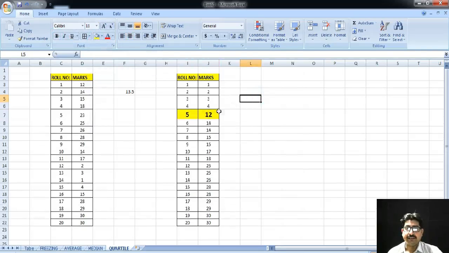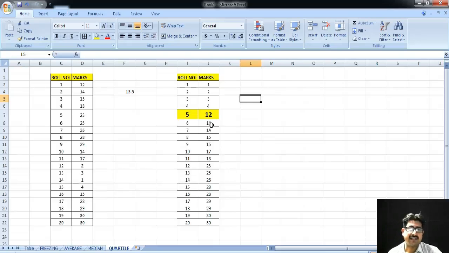You will find that 25% of students have got marks less than 13.5, and the remaining more than the required. So there are 5 students who have got marks less than the required, that is 13.5. This is our first quartile, and the remaining 75% lies above 13.5. Okay, this is the beautification of quartile.